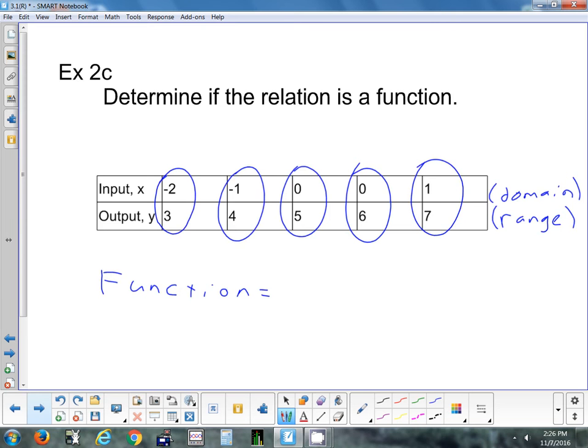So, is this a function? No. Why not? There's two zeros in the domain, right here. There's a repeat in the domain. That's not a function. And that's it. Okay, so any questions about looking at a table and seeing if it's a function?